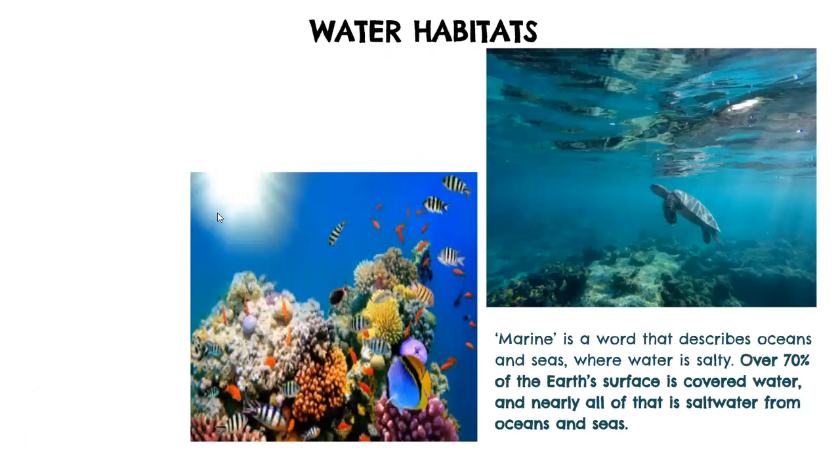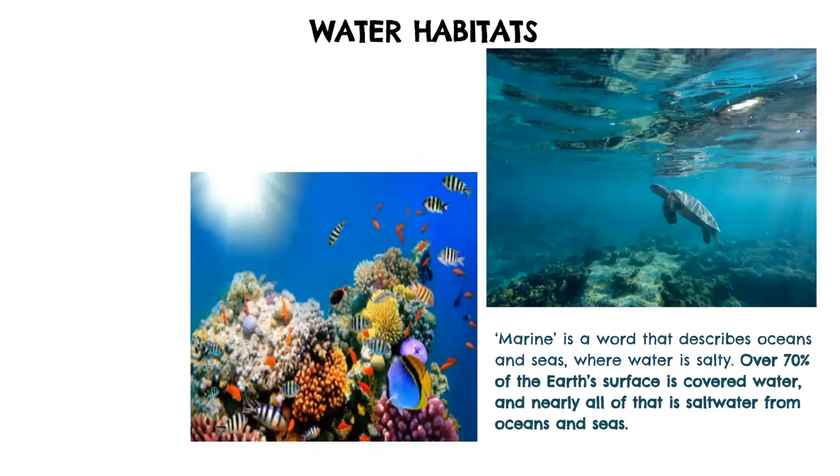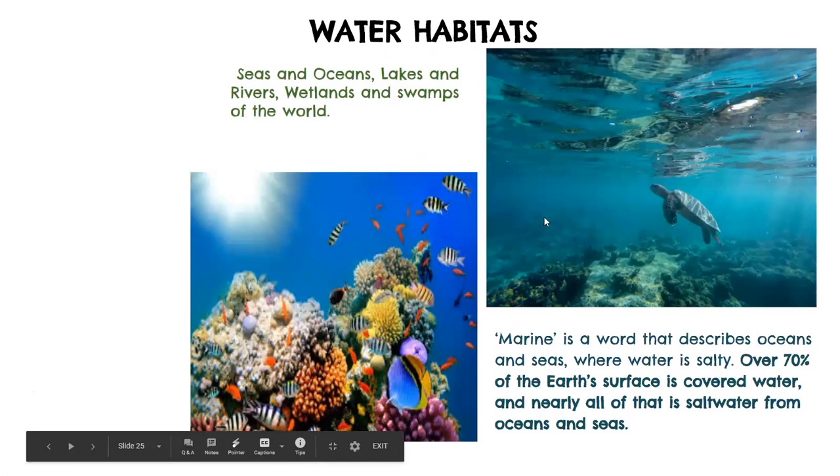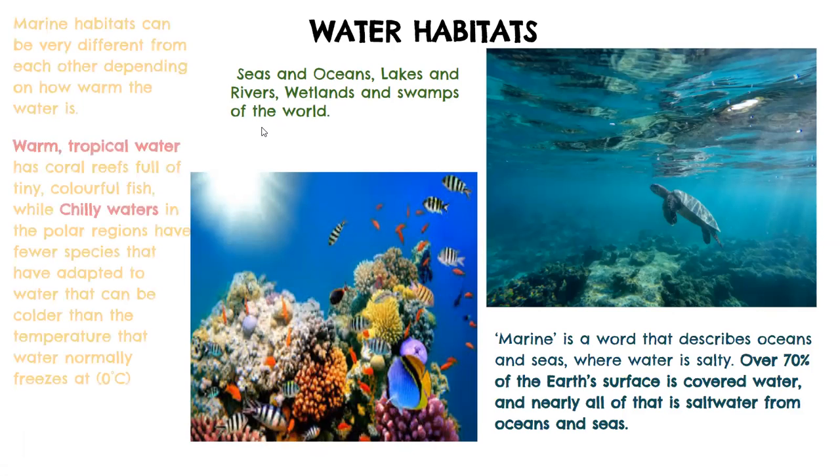So what are the water-based habitats? Marine is a word that describes the oceans and seas, where water is salty, and over 70% of the Earth's surface is covered in water. Nearly all of that is salt water from oceans and seas. Seas, oceans, lakes, rivers, wetlands, and swamps all make up the water habitat.